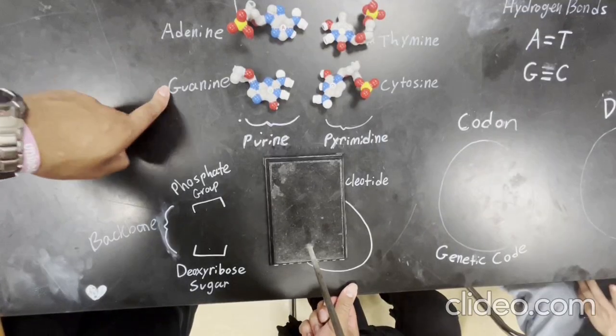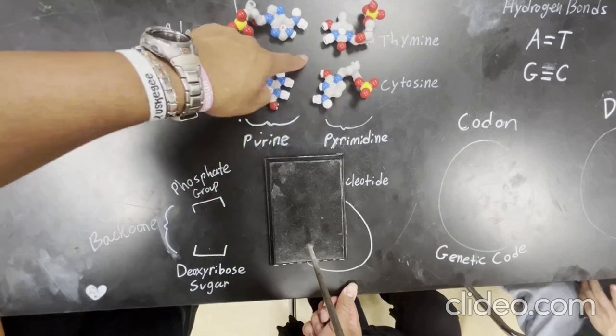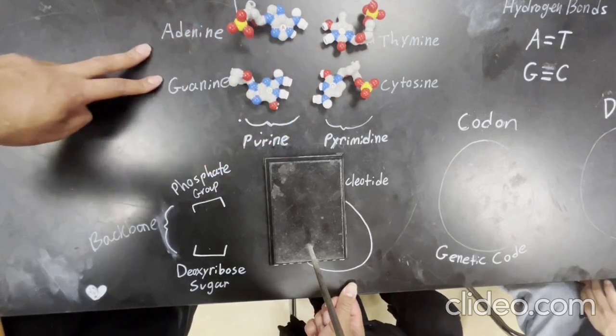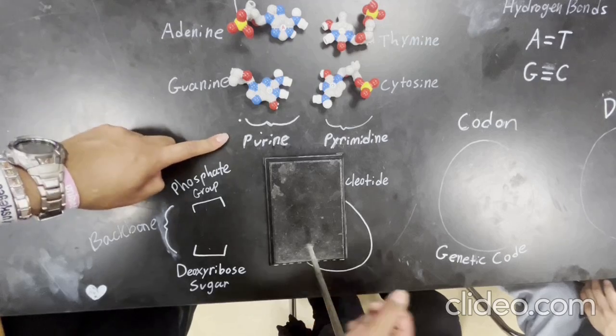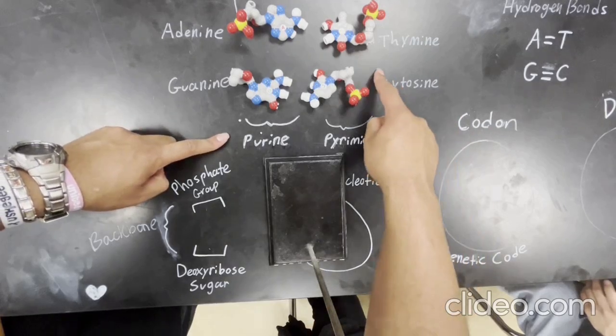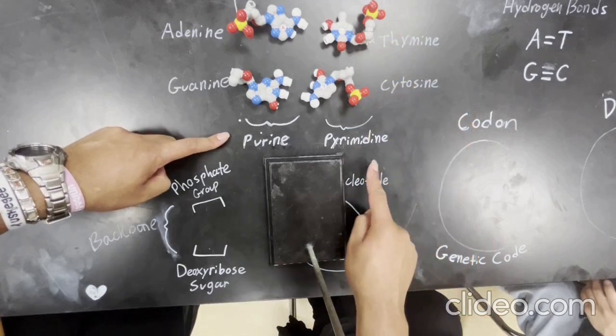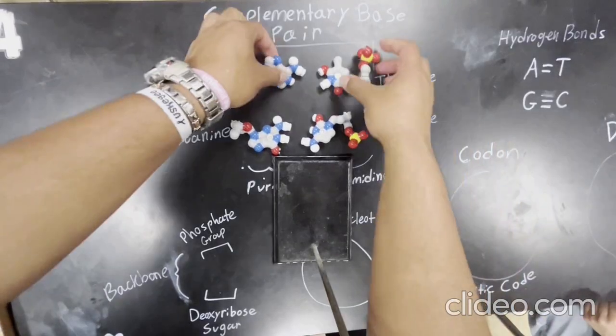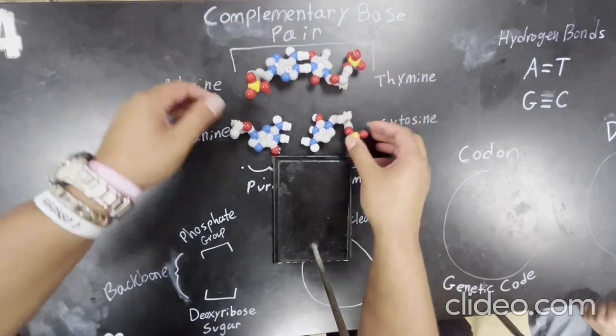So that's adenine, of course, guanine, cytosine, and thymine. And both adenine and guanine are purines, and thymine and cytosine are pyrimidines. And they come together to form complementary base pairs.